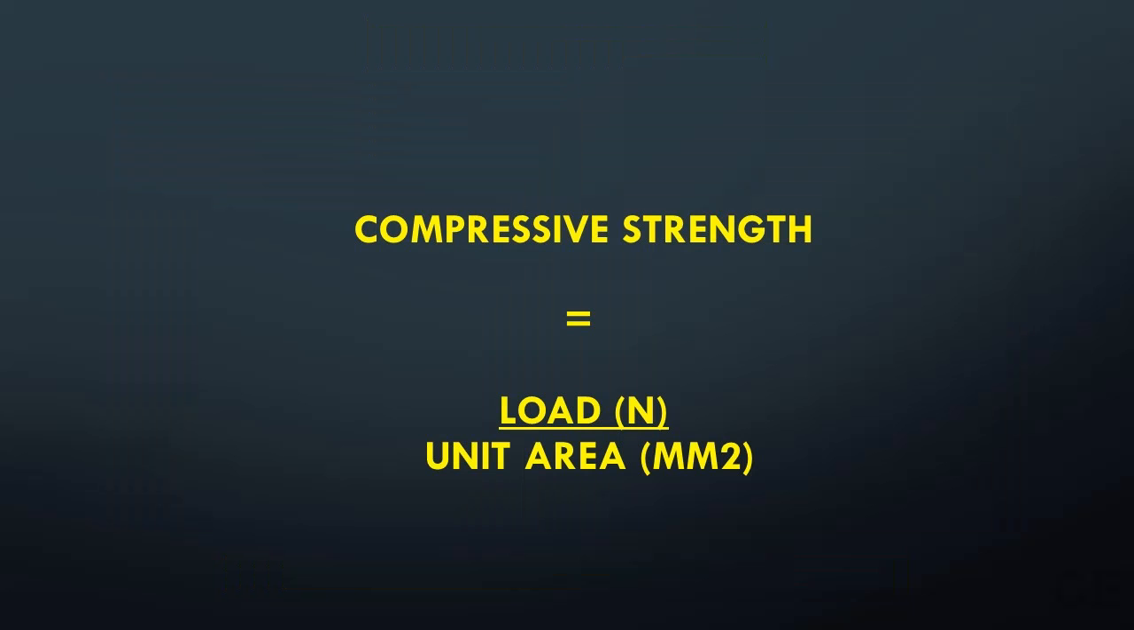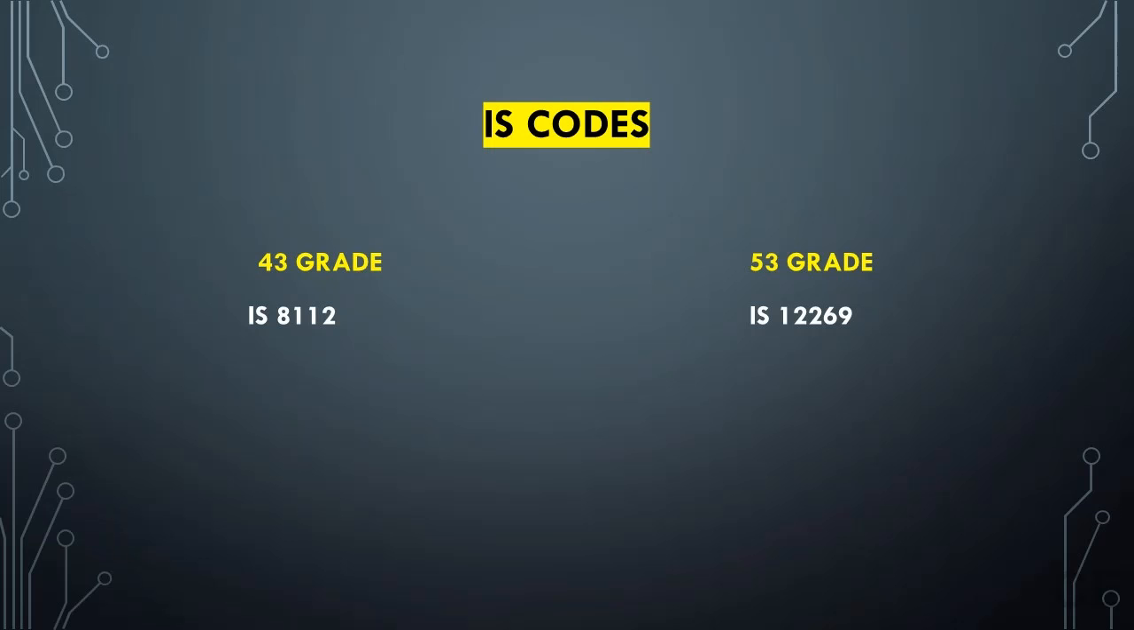Difference between 43 and 53 grade cement are as follows. Indian Standard Code. For 43 grade cement, Indian Standard Code 8112 is used, whereas for 53 grade cement, Indian Standard Code 12269 is used.